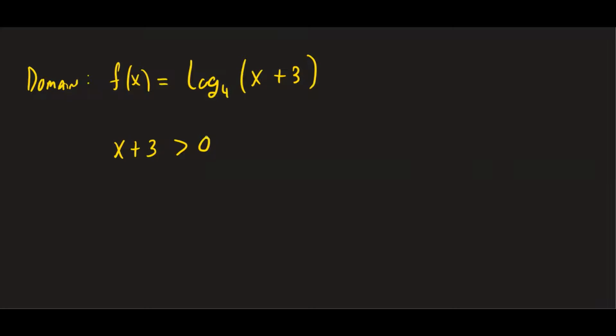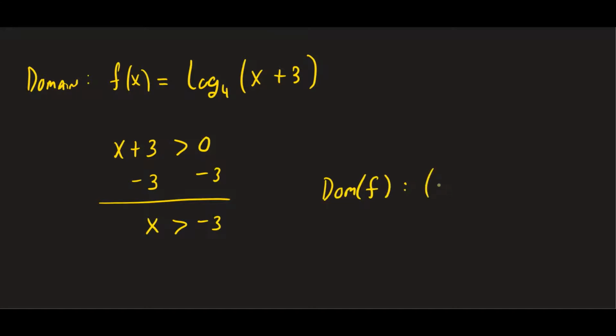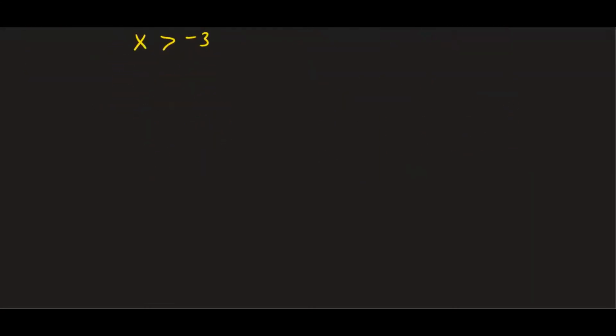If I were to solve this, I would subtract 3 from both sides, and we have our domain: x is greater than negative 3. So the domain of this particular function is going to be open at negative 3 to infinity, because we want x to be greater than negative 3. Let's try another one. Let's find the domain of this function.